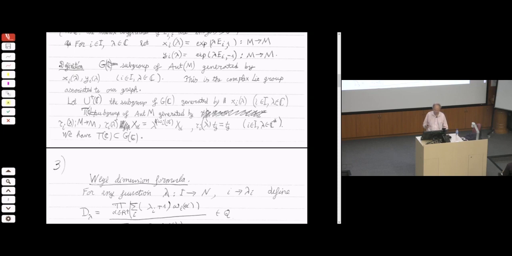So that's the definition. Now I will also use the upper triangular part of this group. U plus of C is generated only by xi of lambda. And there's also a commutative part, the torus part, generated by some automorphisms tau i of lambda, which are defined here. And that's a subgroup of G of C. Okay, so that's the definition.